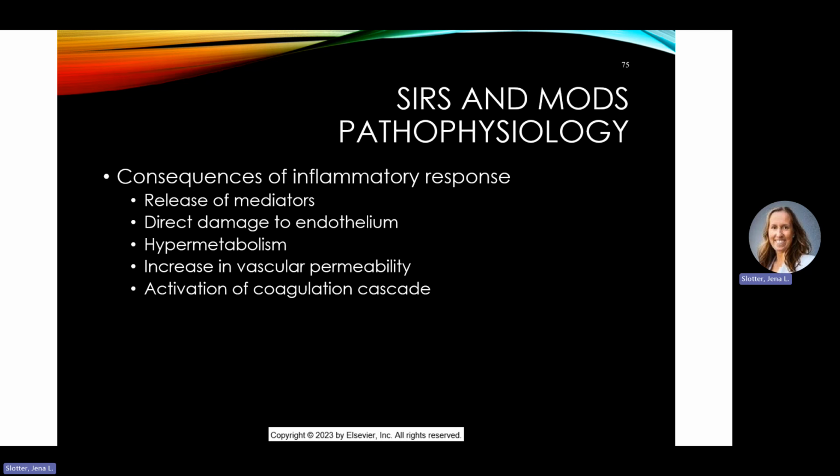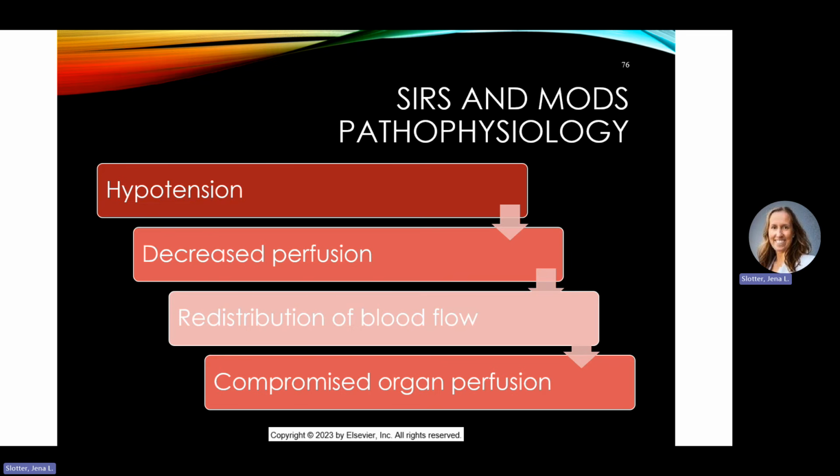I've said this so many times: we're talking about the inflammatory response. Those mediators are released, and they're damaging the endothelium. We're going to keep talking about the vascular permeability, and we'll also talk about the activation of our coagulation cascade and how that's going to impact how we treat these patients. When we talk about SIRS and MODS both, we're still just seeing the hypotension, therefore decreased tissue perfusion, therefore the redistribution of blood flow, therefore the compromised organ perfusion. Same thing we were talking about with most of our sepsis and shock discussion.